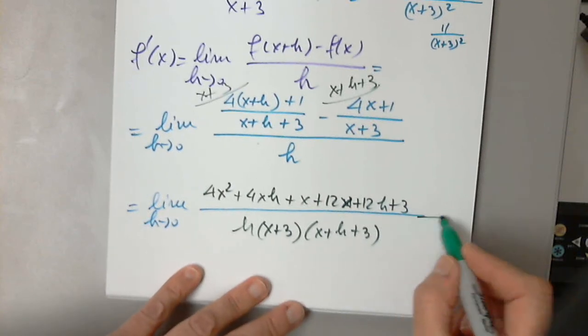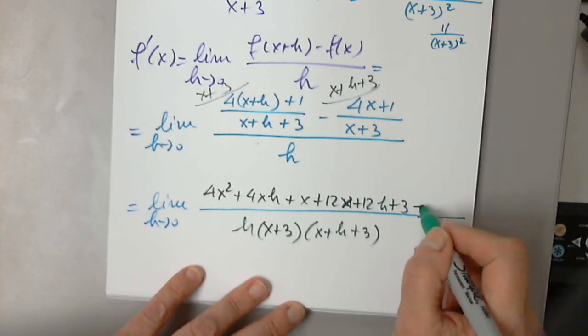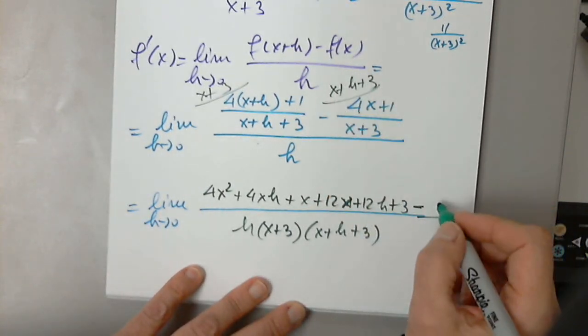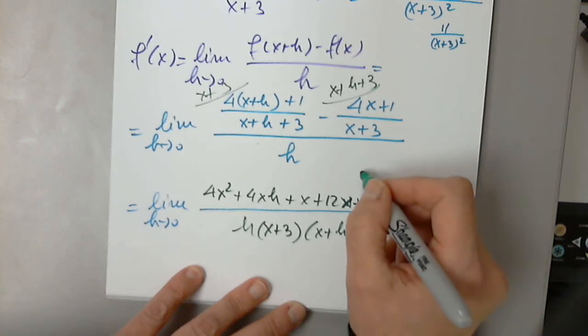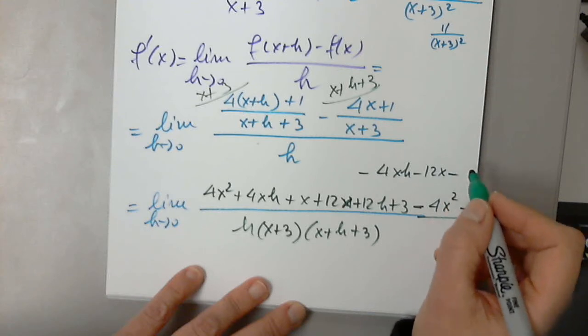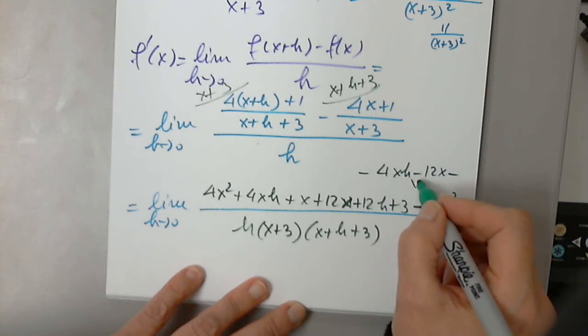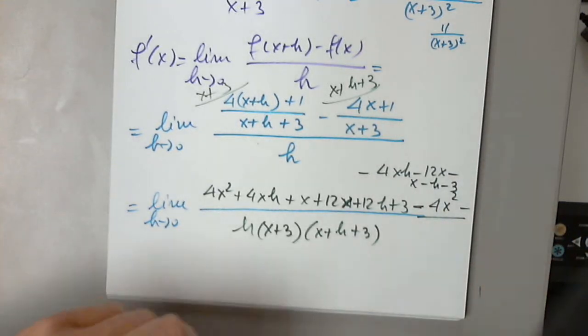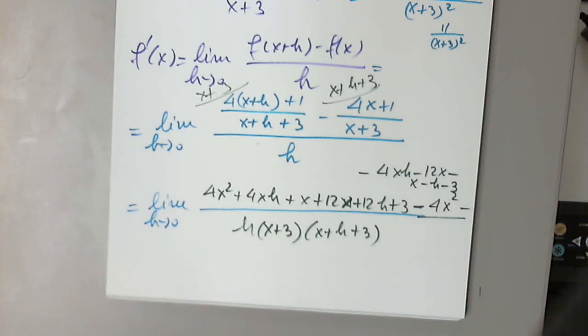And you know, with these, I always run out of room. Sorry about that. So now everything will be negative: negative 4x squared minus 4xh minus 12x minus x minus h and minus 3. And you always know what has to happen here. Terms without h must go away. So then we eventually factor out h and simplify h also.